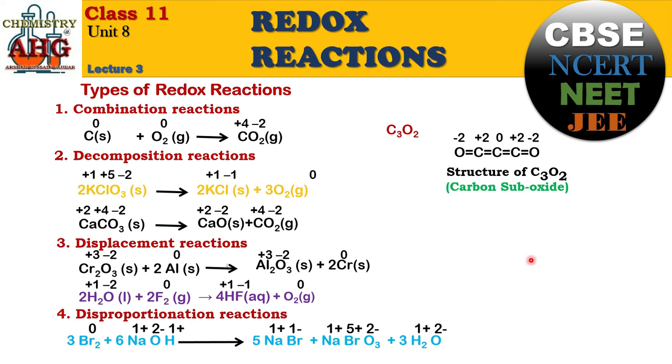So remember, whenever you are given a compound and you find the oxidation state as a decimal or fractional value, remember it would be incorrect. You must write down the structure of that compound and then you can come to know the exact oxidation number of different elements. I am giving you one example. You can pause the video and find the oxidation state of each atom.